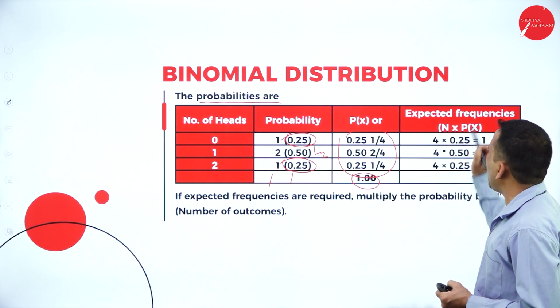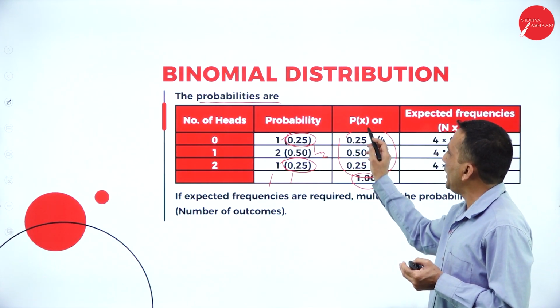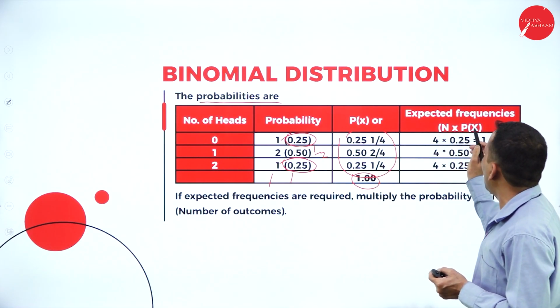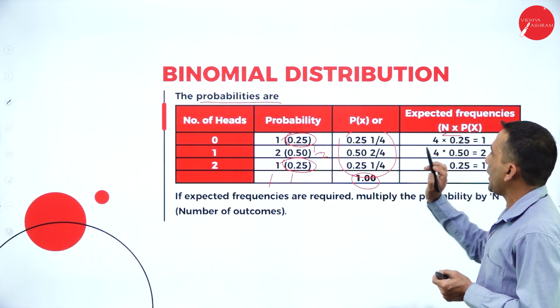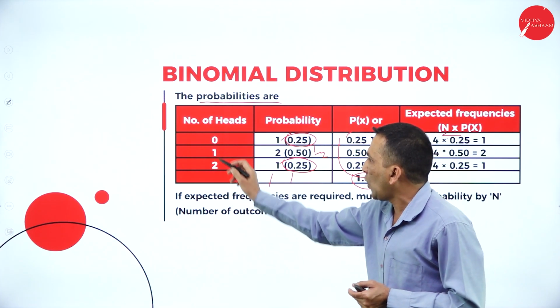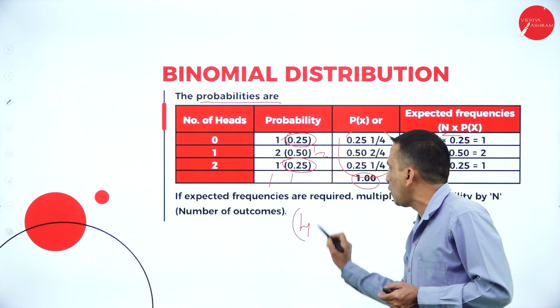Okay. So, expected frequency, how? With the help of the probability mass function, we multiply with the respective numbers. Because in these 2 coins, we are expecting the total outcome as 4.